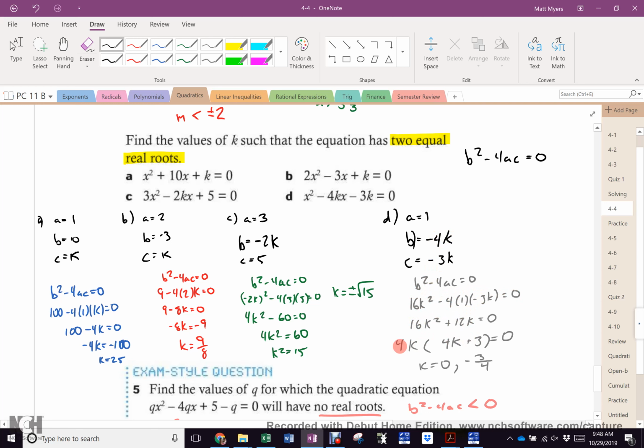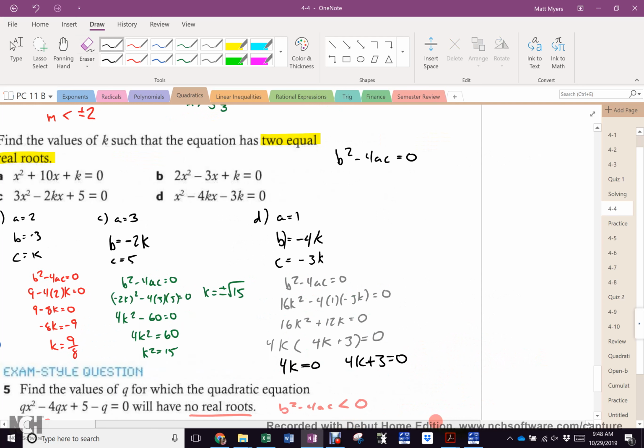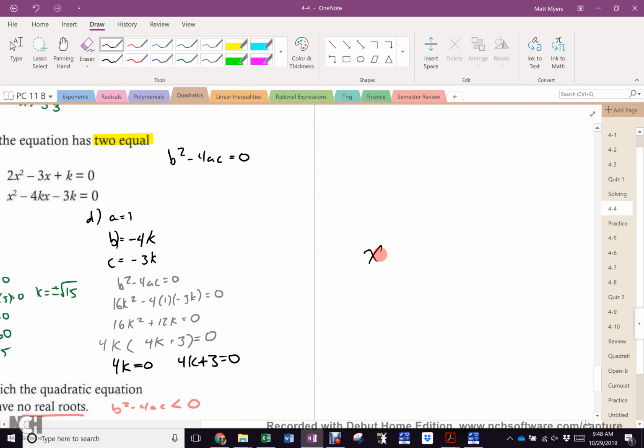So I factor out a 4, yeah? 4K. And now I'm at this point right here, where either 4K has to equal 0, or 4K plus 3 has to equal 0. So it has to be 0 or negative 3/4. Right? A lot of you understand this. You all look at that, so it's negative 7 plus 3, easy peasy. Right?